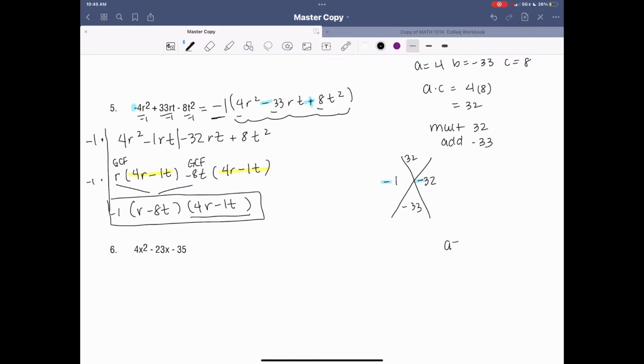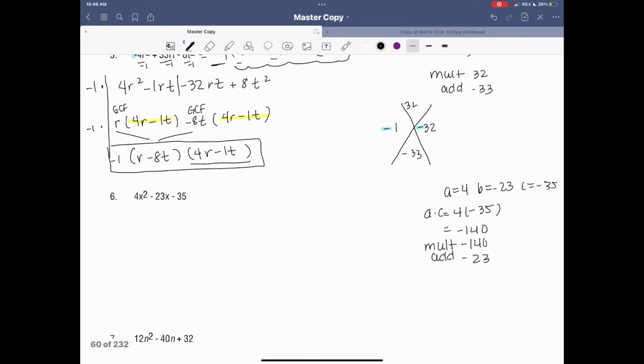I have A equals 4, B equals negative 23, and C equals negative 35. So A times C is 4 times negative 35, so I'm going to get negative 140. And I have to think about the numbers that multiply to give me negative 140 and add to give me negative 23. Okay, let's see what those are.